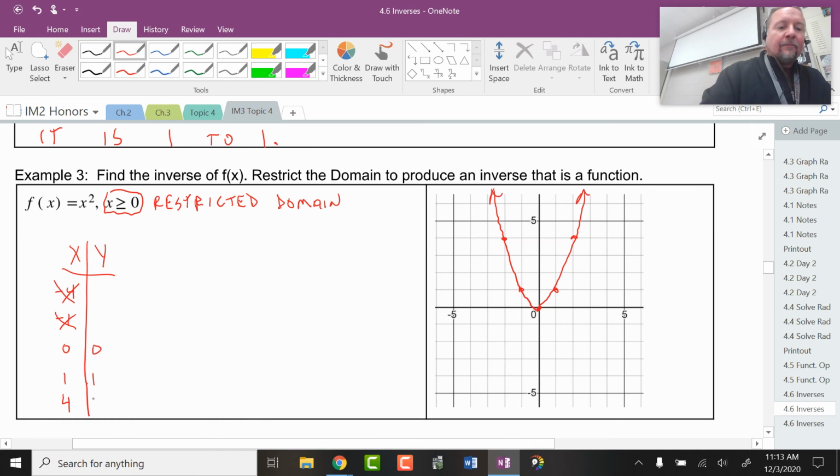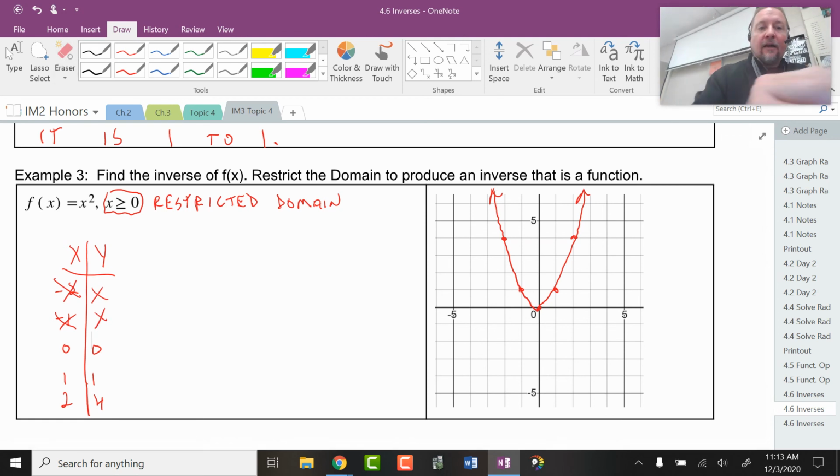Oh, I don't know why I put 4. I'm sorry, I meant to put -2. I just had 4 in my head for the output value. Sorry, 2, comma 4. So I can't plug these in. So these never get graphed or are not allowed to. So now I have to erase this part of the graph.